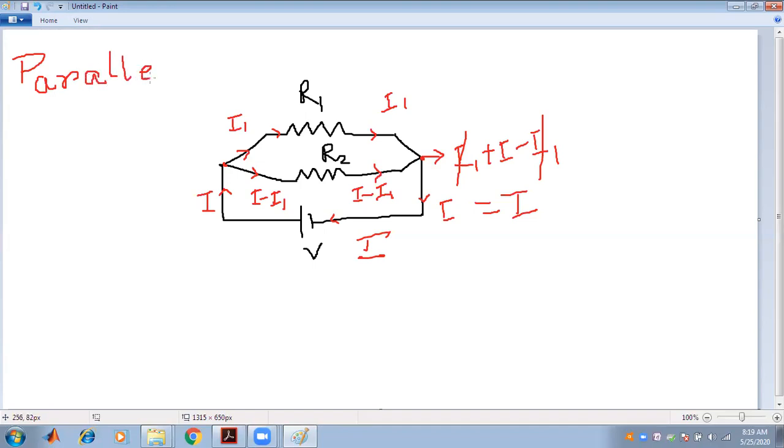Now the voltage remains the same, but the current is divided into two parts. So from that particular junction, I can write that the total current I is divided into two parts, that is I1 plus I minus I1.